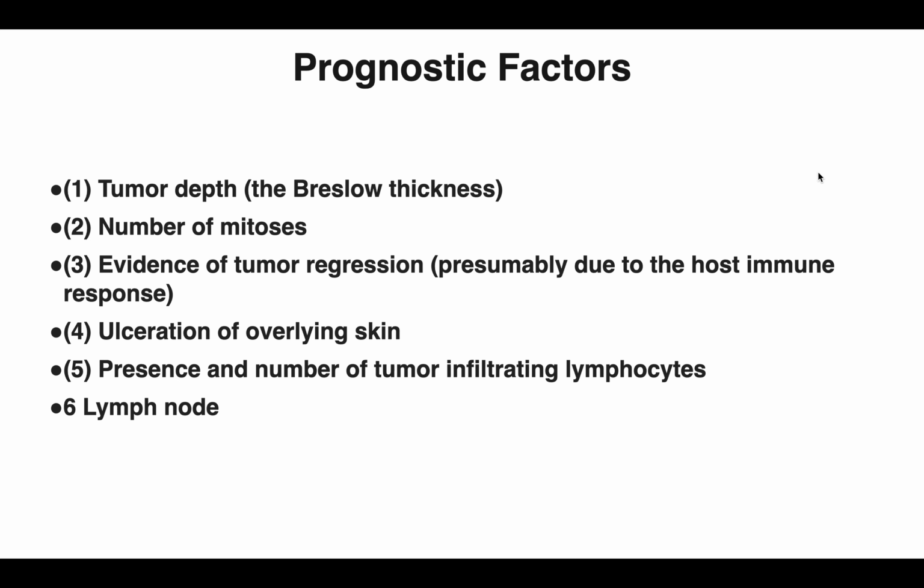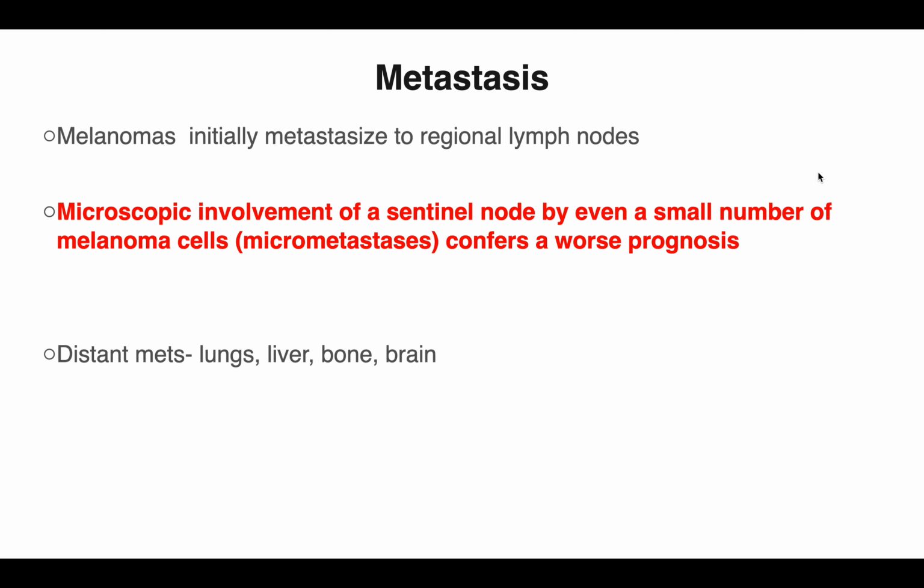Lastly, going to the prognostic factors. What are the prognostic factors? Depending on tumor depth, if the Breslow thickness is more, the prognosis will be bad. Then number of mitoses, and if there is ulceration present. If tumor infiltrating lymphocytes are present, that means prognosis is good, because lymphocytes help the body. Then if lymph node is involved, obviously it is bad.